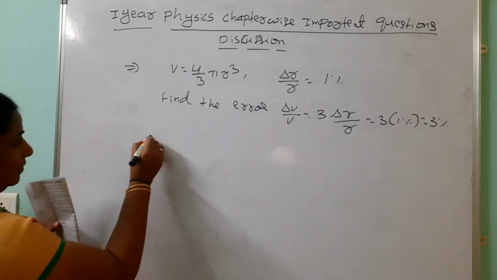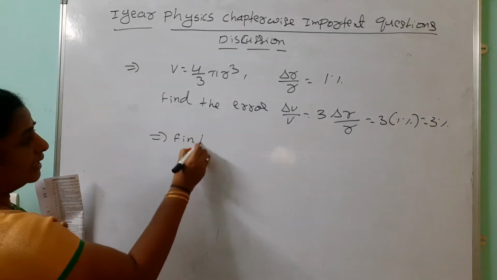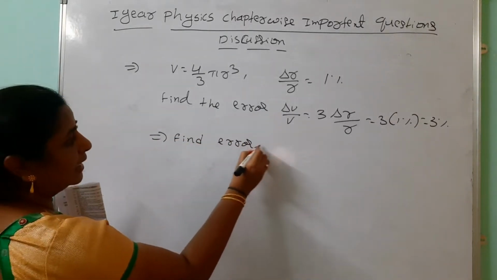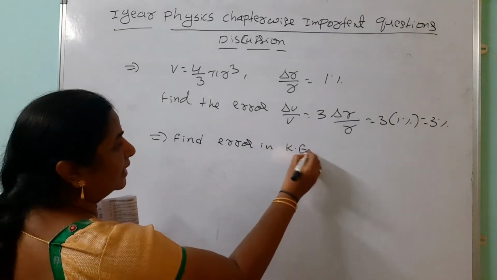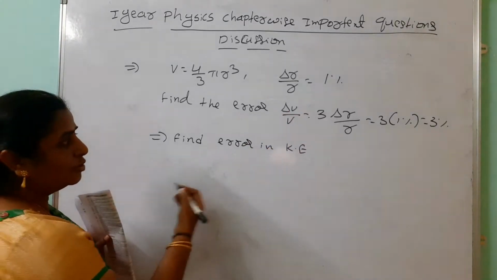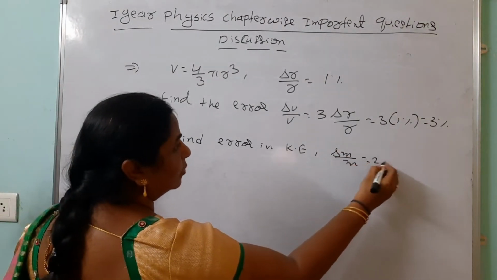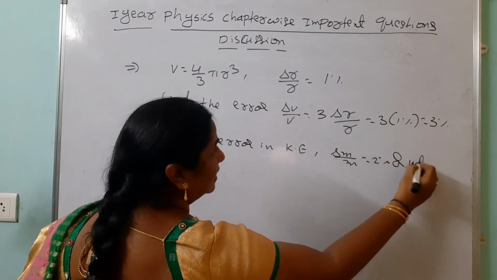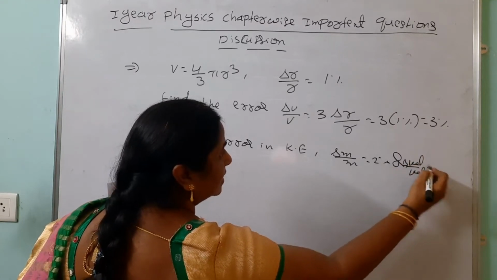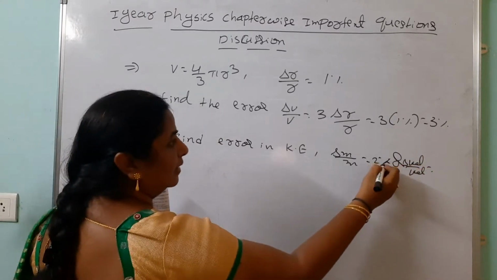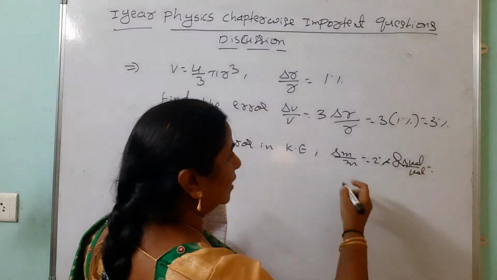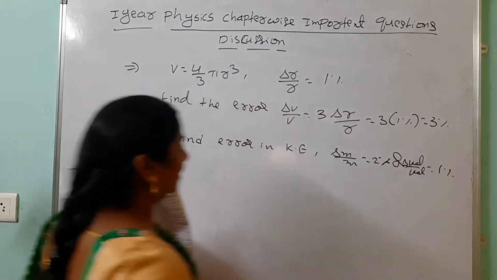Like that, find the error in kinetic energy, including the 10 answers. You practice these two problems also. They are giving the error in mass as 2% and the error in velocity as, I am just giving numbers, approximately 1%. You should follow these problems.